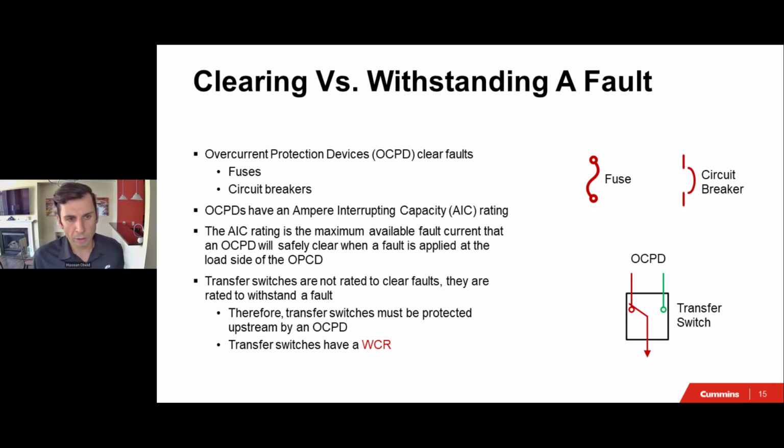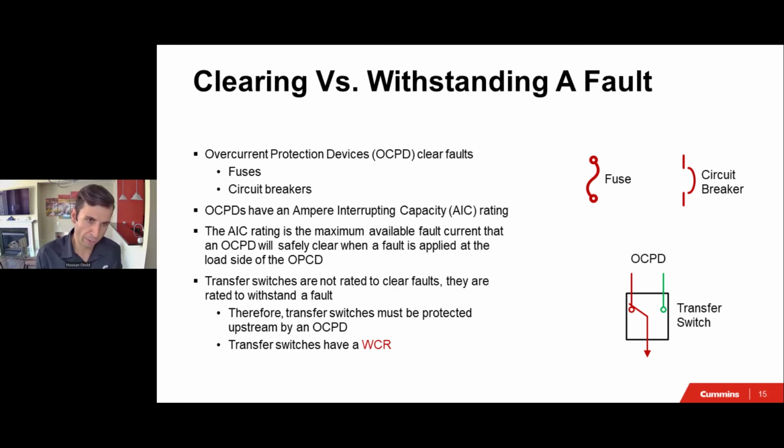Overcurrent protection devices, such as fuses or circuit breakers, are used to clear a fault. By clearing a fault, I mean opening up the circuit breaker, opening up the conductor, so opening up the continuity of current or electricity. Therefore, OCPDs, the overcurrent protection devices, have what's called an ampere interrupting capacity rating, or AIC.